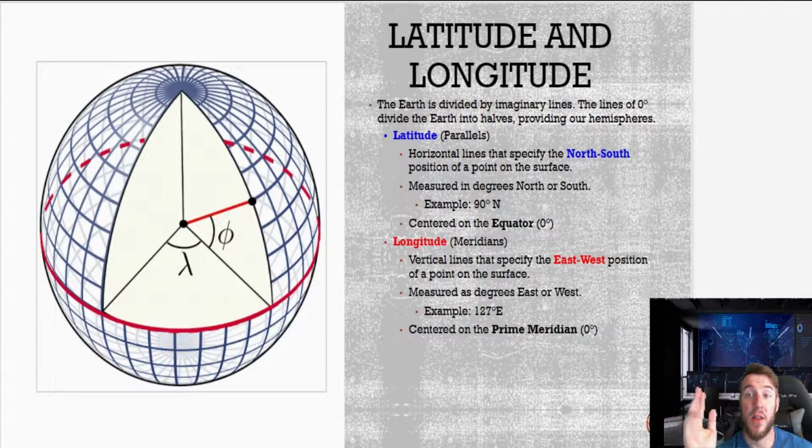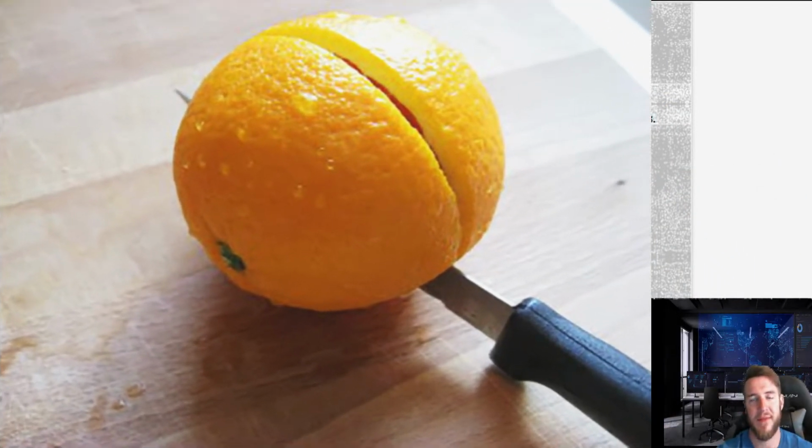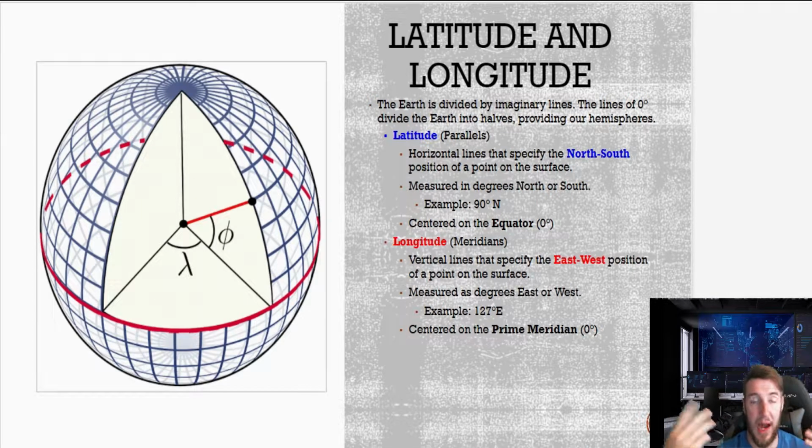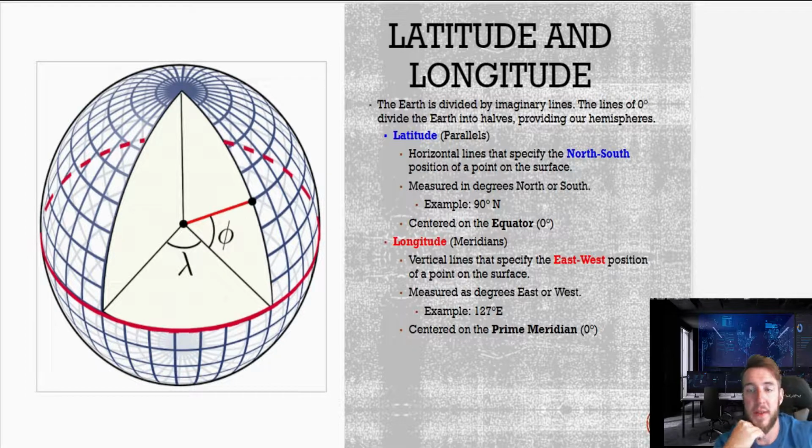Latitude and longitude. So the Earth is divided by imaginary lines. The lines of 0 degrees divide the Earth into halves, providing our hemispheres. Maybe you've heard of the northern, the southern, the eastern, and western hemispheres. Think of it like cutting an orange into 4 pieces, 4 equal halves. That's kind of what we've done here to determine our absolute location. Latitude. These are the parallels. These are horizontal lines that specify the north and the south position of the point of the surface.